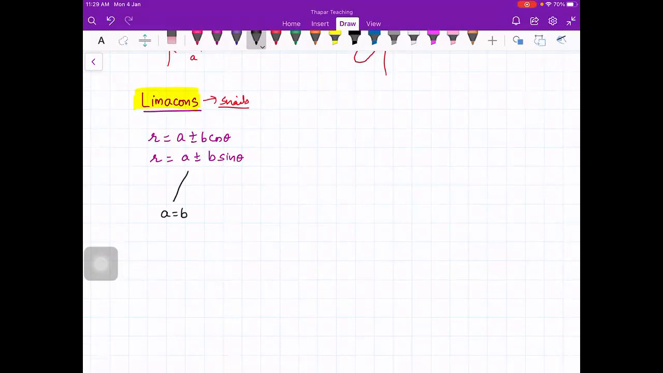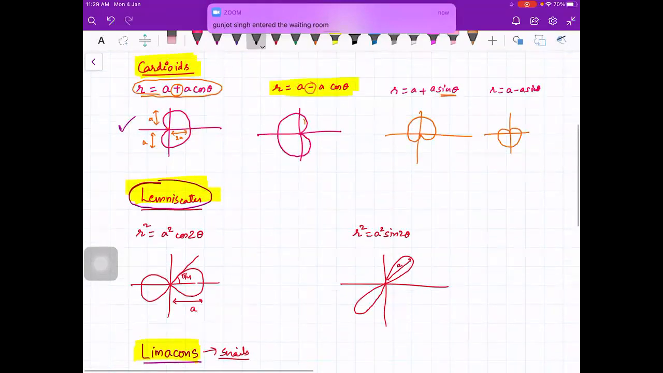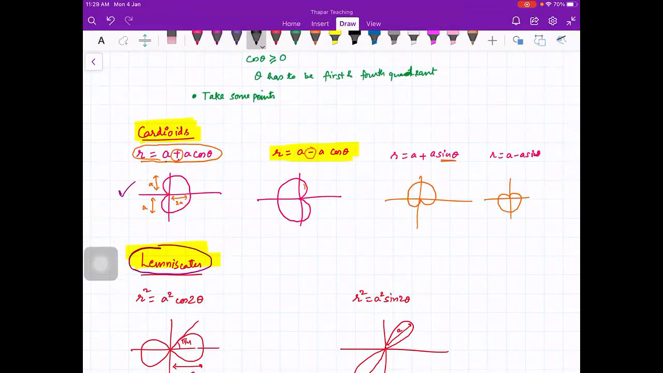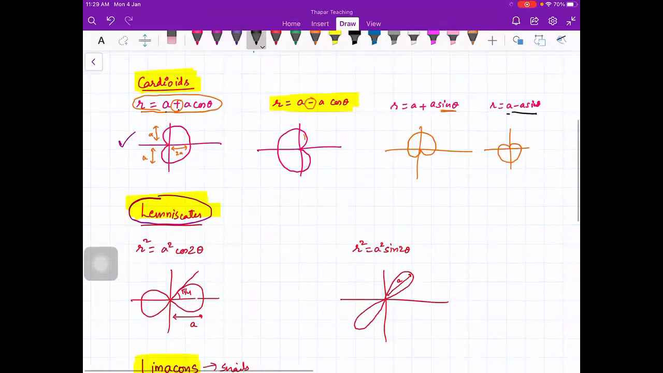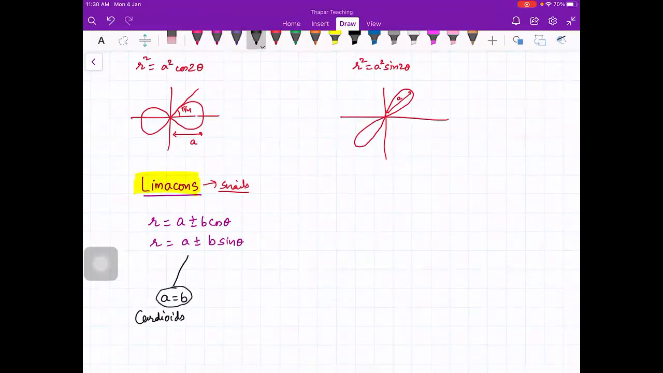If a is equal to b, these become cardioids. You see, cardioid equations are r is equal to a plus a cos theta, a minus a cos theta, a plus a sin theta, a minus a sin theta. So when a is equal to b here, the limasons will be cardioids. We already know how to plot.